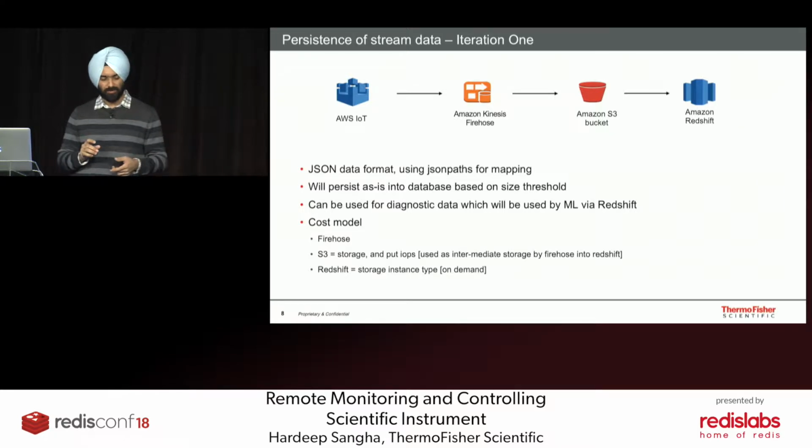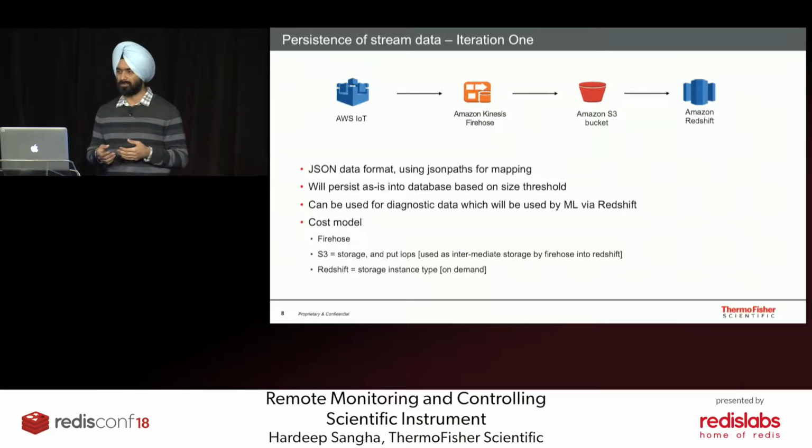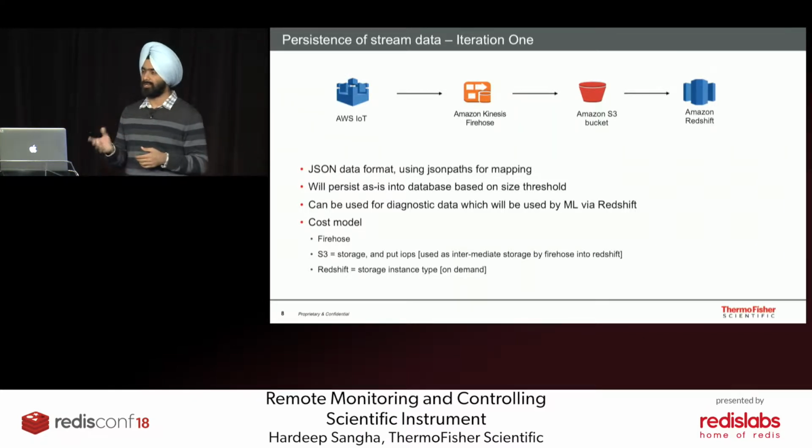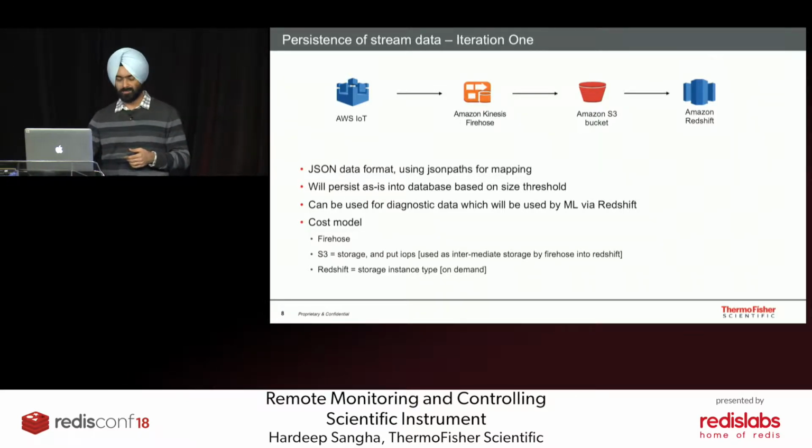The cost model really here is you pay for Firehose, you pay for S3, and you're paying for storage as well as put IOPS. Every time you do a write on S3, you incur a cost. Redshift cost is associated with the instance type, so it depends on how many instances you have and what type of instance will decide the cost.